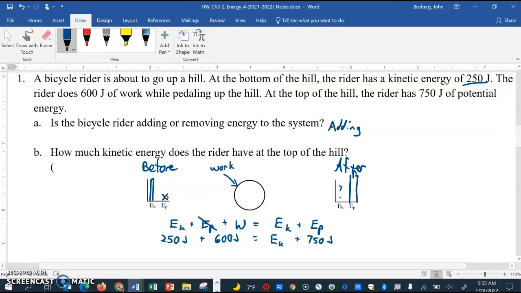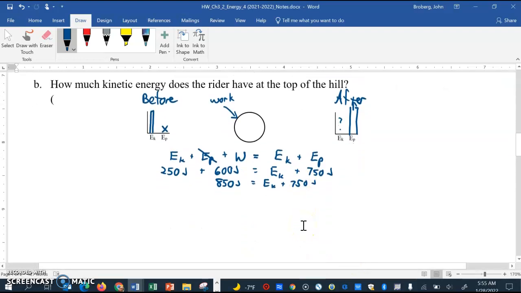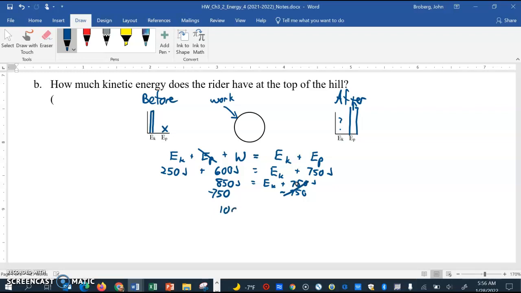We start combining things. So we have 250 plus 600. We get 850 joules, equals the kinetic energy plus 750. We can't simplify that at the moment. But to solve for the kinetic energy, to get it by itself, we have to undo the 750 here, and we undo it by subtracting 750 from both sides. The 750 over here goes away, and we end up with 100 joules is equal to the kinetic energy afterwards.